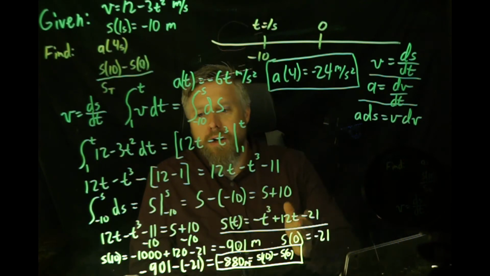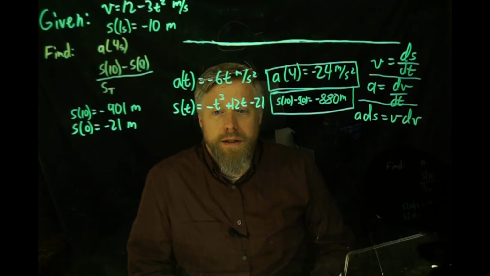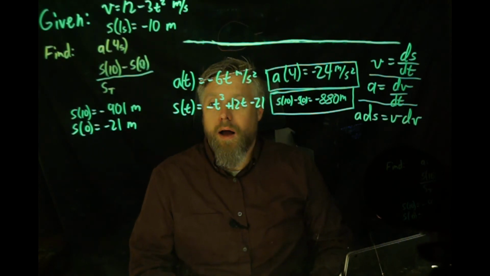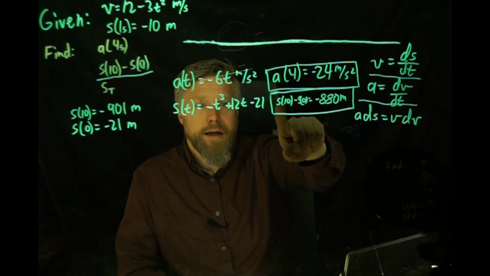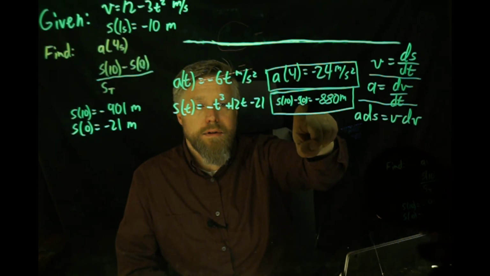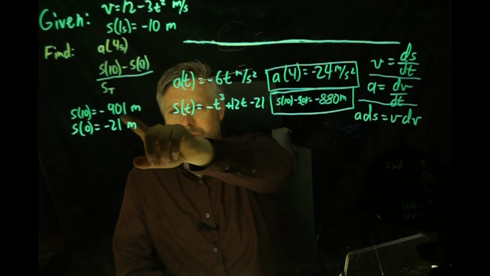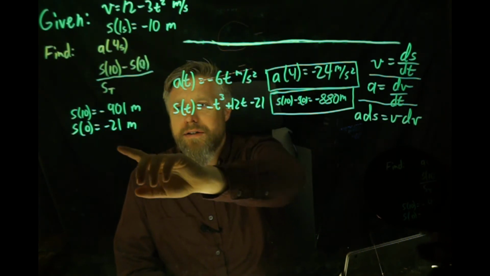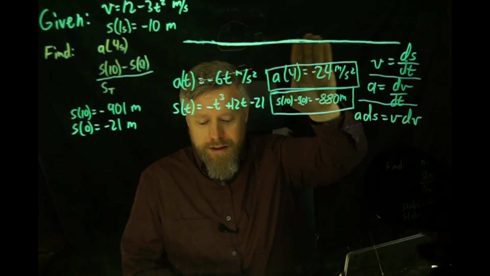So I'm going to go ahead and erase this board to get some more room. And I wrote down everything that we had solved for. I wrote down our new s of t equation that we solved for. Our answer, that s of 10 minus s of 0 is equal to negative 880. That's our displacement. I also wrote down the 2 points that got us to that answer, s of 10 and s of 0.